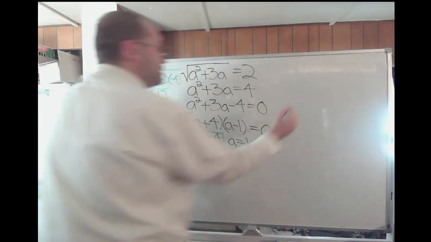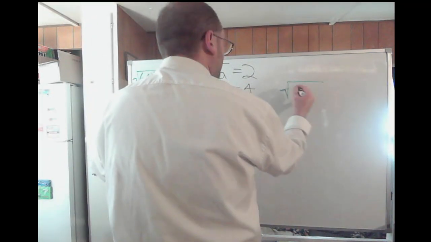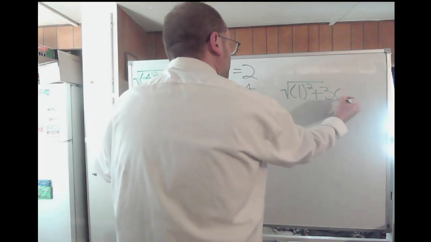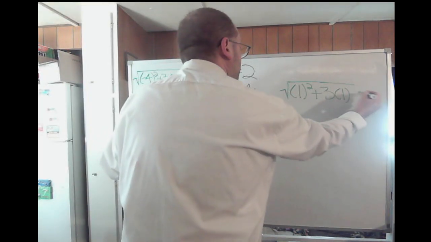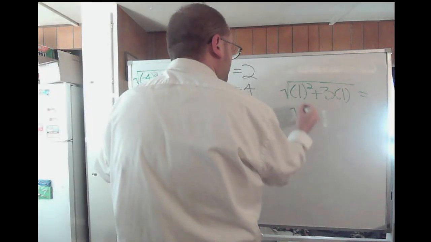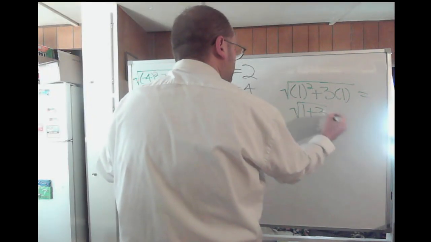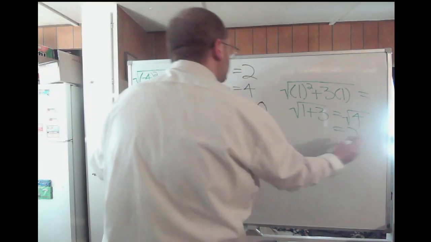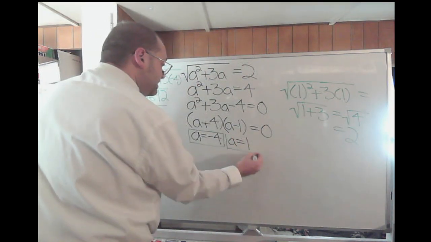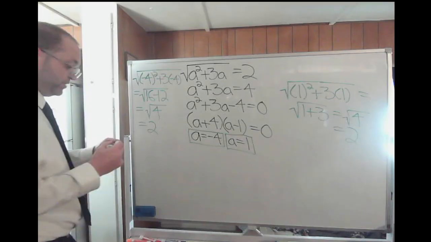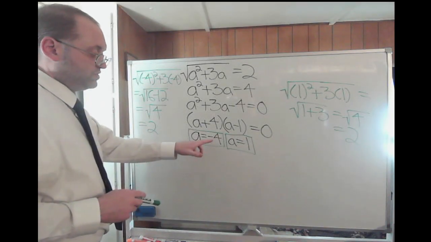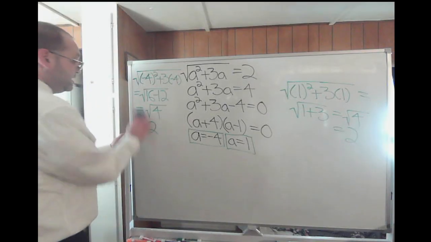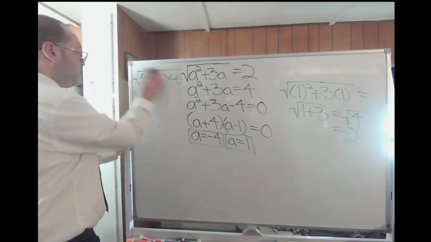Now how about 1? We'll take the square root of 1 squared plus 3 times 1. That's going to equal the square root of 1 plus 3, which also equals the square root of 4, which equals 2. And 2 equals 2, so yes, a equals 1 is also your solution. So your two solutions are negative 4 and positive 1. But again, it doesn't always work like that.